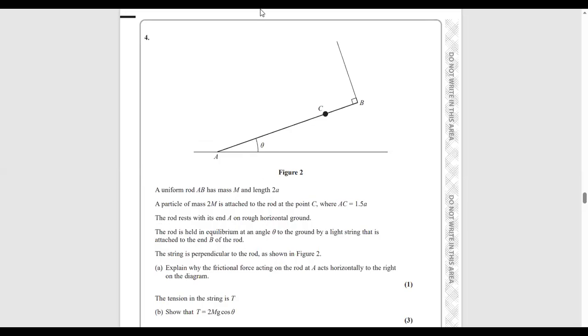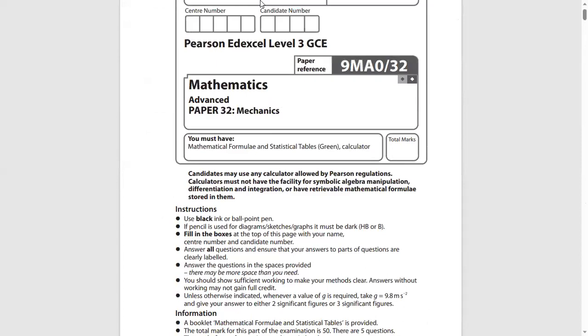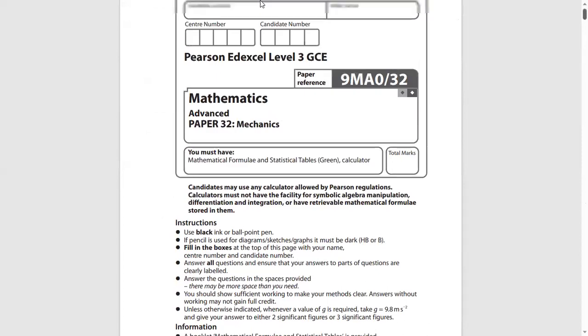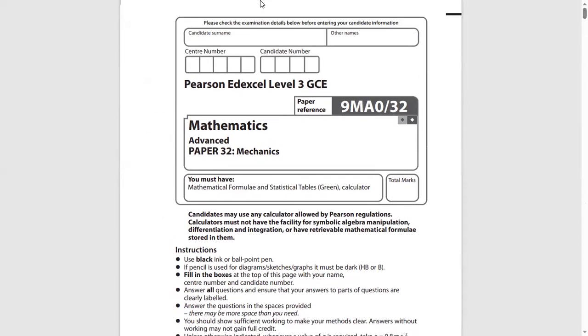Hello, so in this video, we're going to look at answering question 4 from the mechanics section of the 2022 mechanics paper 3 maths exam for A-level maths. So we're going to answer the A-level 2022 paper 3 mechanics section question 4. So let's just go back to question 4 here.